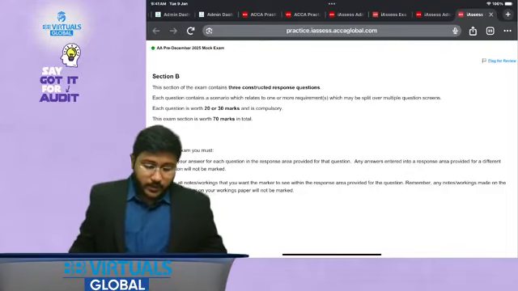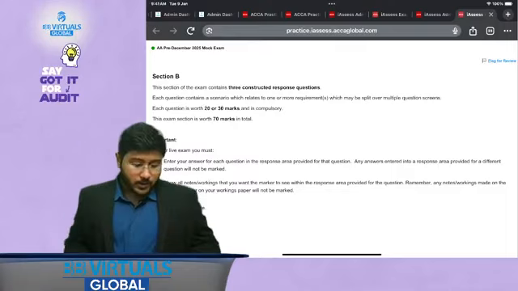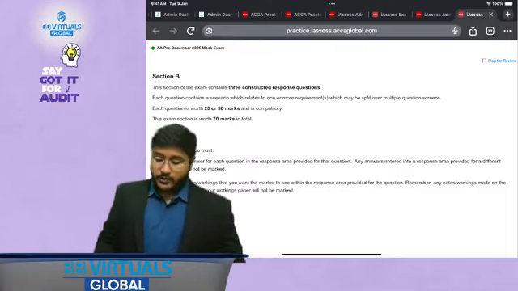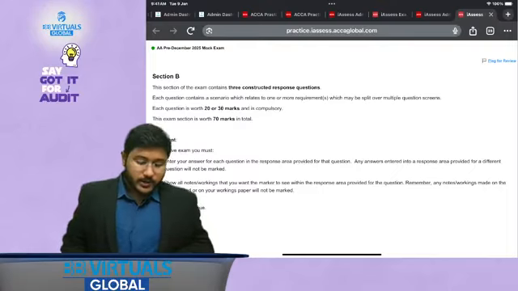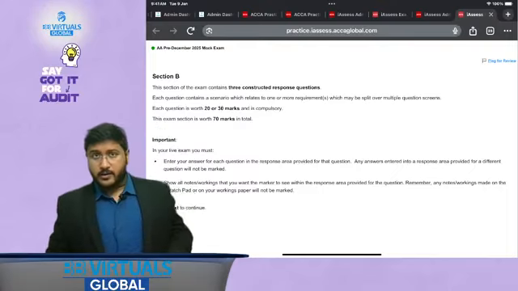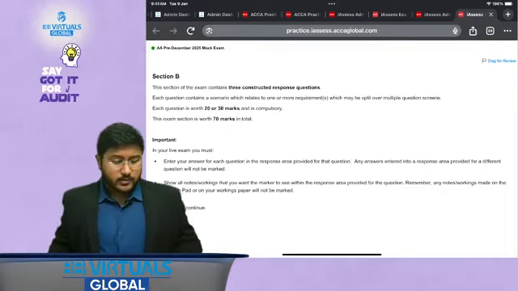Now for section B, this section of the exam contains 3 constructed response questions. 3 questions would be there. Each question contains a scenario which relates to one or more requirements. That is, there could be one question, there could be more questions. Each question is worth 20 or 30 marks and is compulsory. That is, there is no option, compulsory question. This exam section is worth 70 marks in total.